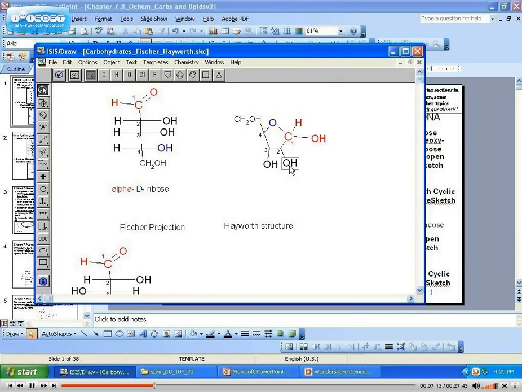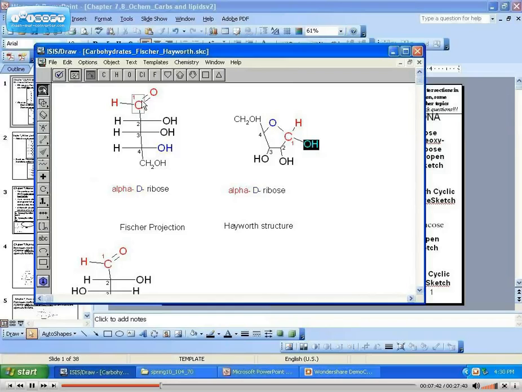So let me show you what an up position looks like. This is an up position, and now I'm going to face it down. So notice both of these are down. This right here is called alpha D-Ribose. Alpha D-Ribose.